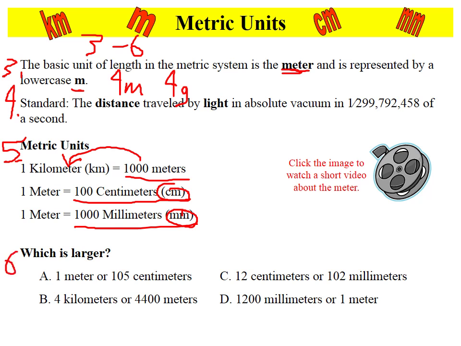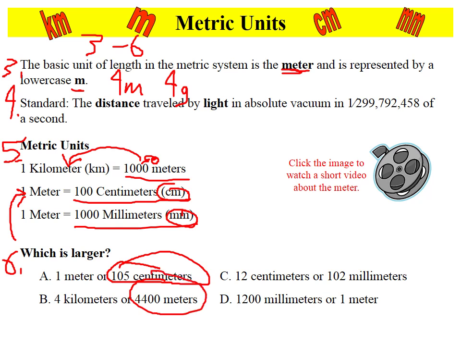And so for number 6, which is larger, between 1 meter and 105 centimeters, well, if you guys look over here at this one, since there are 100 centimeters in a meter, if there are 105 of them, that is going to be slightly bigger than 1 meter. For part B, 4 kilometers or 4,400 meters, well, since there are 1,000 meters in 1 kilometer, if there are 4,400, that's going to be a little bit bigger than 4 kilometers, right? So it's going to be this one.